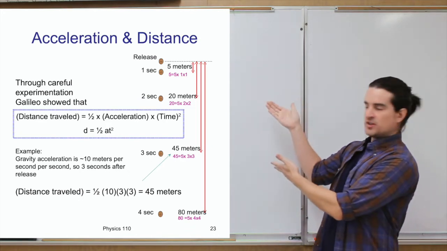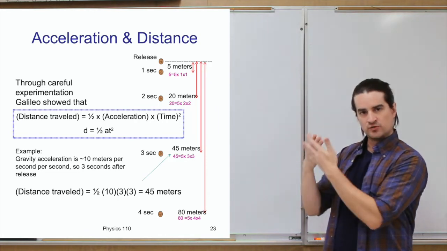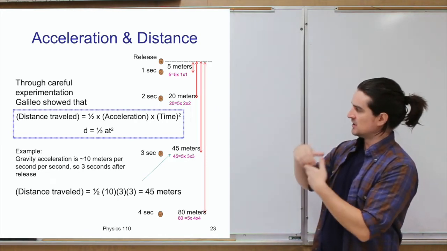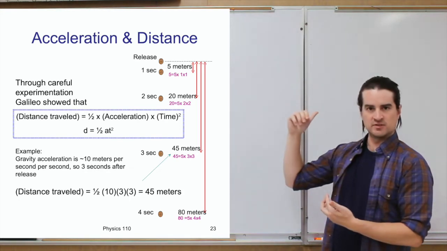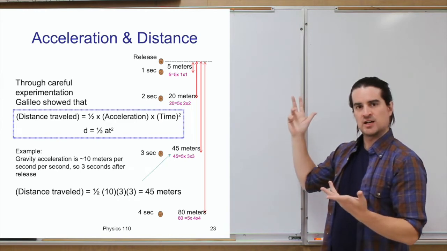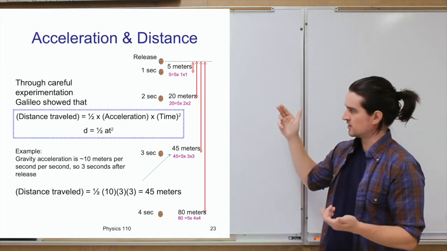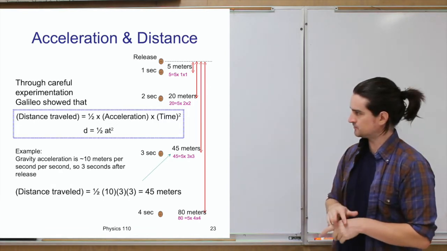So, there you go. In the end, he found out that the distance that an object moving under a constant acceleration is going to travel is equal to the acceleration that it's experiencing, times 2 factors of the time that it travels for, so the time squared, and there's this factor of 1/2, it turns out.